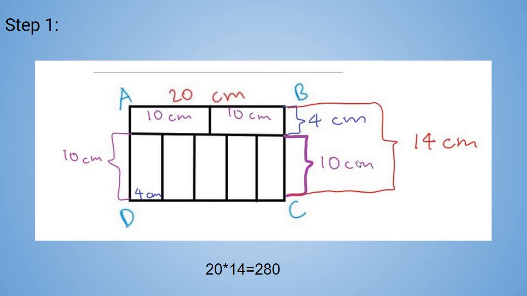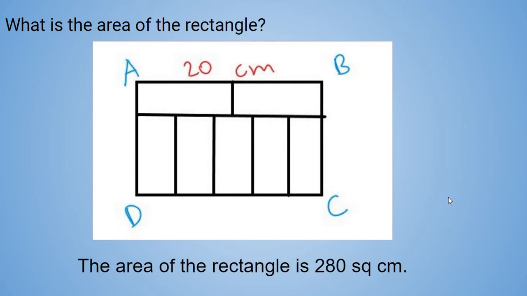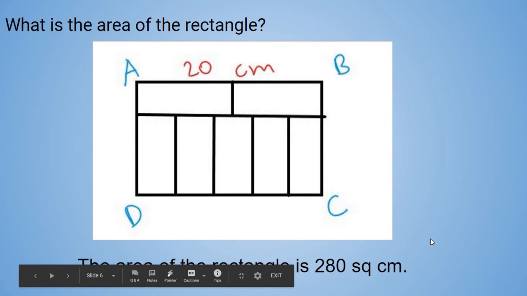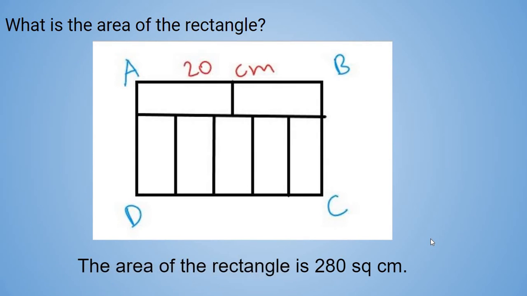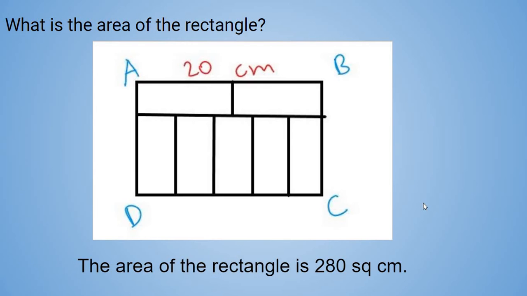So the area formula for a rectangle is length times width. So all we have to do is 20 times 14, that's 280. What's the area of the rectangle? The area of the rectangle is 280 square centimeters. Remember, we figured it out here. 20 times 14 is 280. That's why the area is 280 square centimeters, because they're asking for the area, not the perimeter. 280 square centimeters or 280 centimeters squared. Either way.